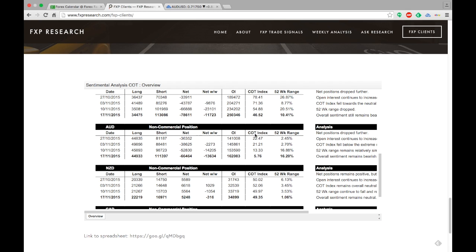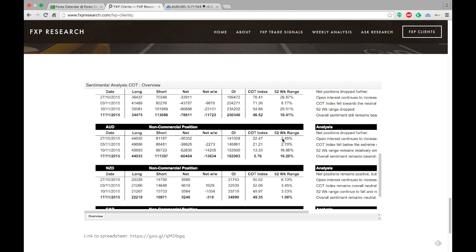The COT index is basically the index for the Commitment of Traders, and what you want to focus on is the extreme region. Extreme regions mean below 10 and above 90. What you can see here is that Aussie this week has a COT index of 5.76, definitely below the extreme region. That's something that brings it to our attention as well.